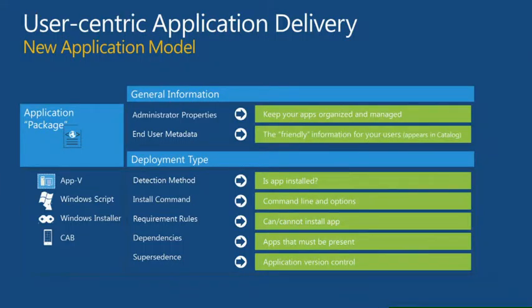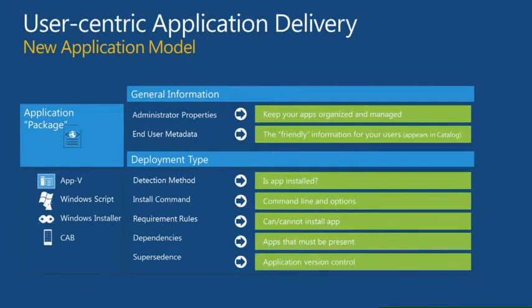The second thing is end user metadata. That's where we think about user centricity. Help the user out by providing a friendly name for the application, and friendly information and a description for that application. So when the user goes into our new application catalog, the software portal, they can search for that application using a friendly name. They can just say PDF, and they should be able to find Adobe Acrobat Reader. That is the end user metadata that you can provide in that app when you're defining it.